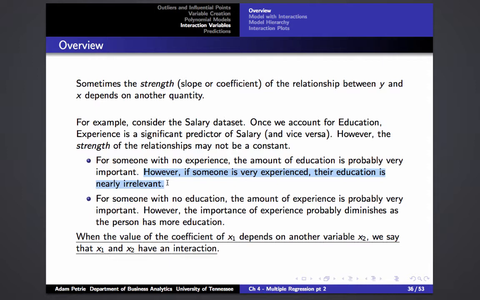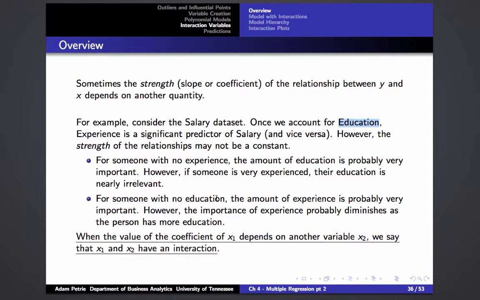So, in other words, the strength of the relationship between salary and education depends on how much experience they had. And that's not an effect we can capture in the multiple regression model as is, because we assume that regardless of someone's experience level, the difference in the average salary based on a difference of 1 year of education is always the same, whether they have no experience or 20 years of experience. The difference in average salaries when two people differ in education by 1 year is a constant.